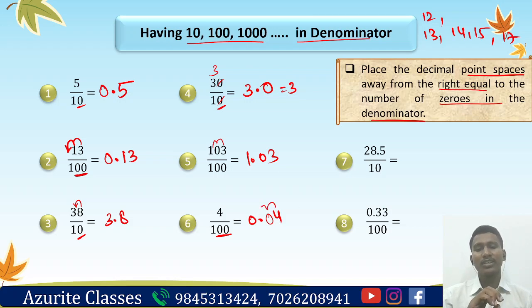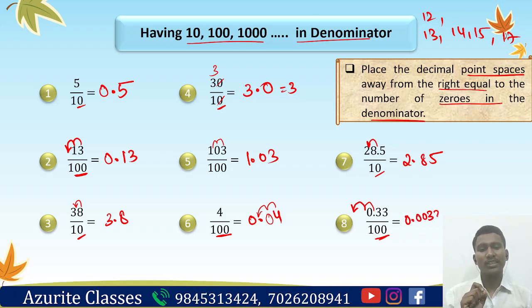Here the seventh one is there. Here the decimal point is already given. So 1 zero means we have to shift it by 1. So it will come in between this. So 2.85 will be the answer. Now here there are two zeros. We have to shift it by two places. So this one will come here. After that, one more. Here there is no digit, so we have to take 0. So the answer is 0.0033.